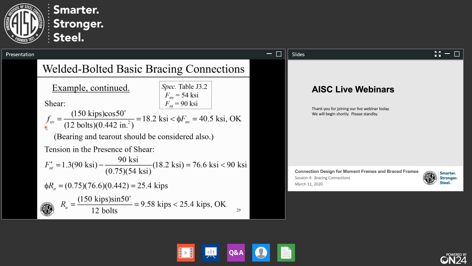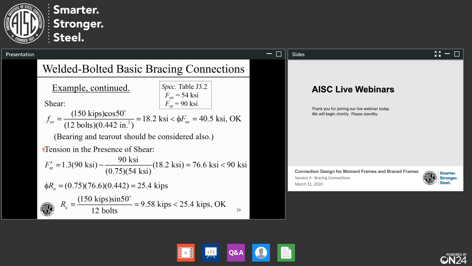Let's continue this calculation. The shear overall is this vertical component of the brace force, 150 kips times the cosine of 50 degrees. Divide that by the number of bolts and the bolt area, and this comes out to 18.2 ksi in each of the bolts. We evaluate the bolts at this step by comparing that to phi times F n v, which is 40.5 ksi. So far, this is okay. Now, bearing and tearout need to be considered also. Really, we should probably be doing an overall shear transfer check here.